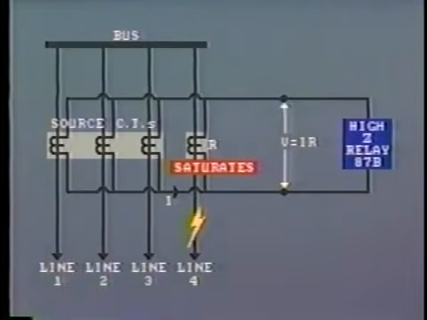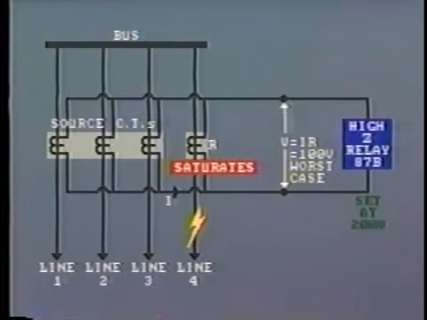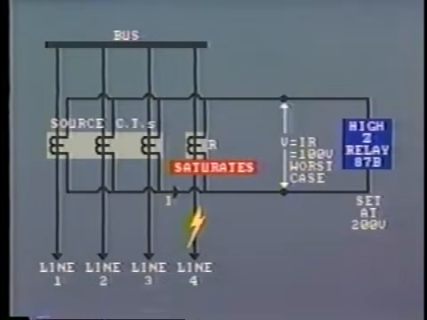Let's assume, for example, that the worst case or highest saturation voltage that could be presented to the relay was 100 volts. We would not want the relay to trip for this value. Therefore, we would desensitize the relay by setting it with a safety factor of 2 or 200 volts. The safety factor would have little effect on the relay's pickup for internal bus faults.